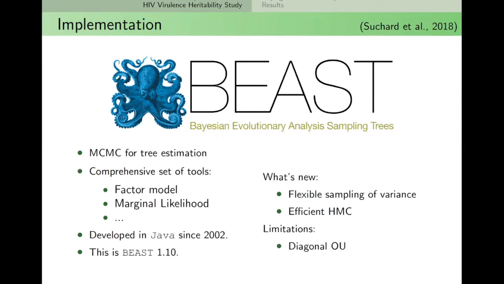And so this allows us to do one big MCMC to infer at the same time the tree and the continuous process. And so this makes this thing quite flexible. And you can benefit from everything that is already in BEAST. So for instance, factor model or marginal likelihood estimation to do model selection and many things.